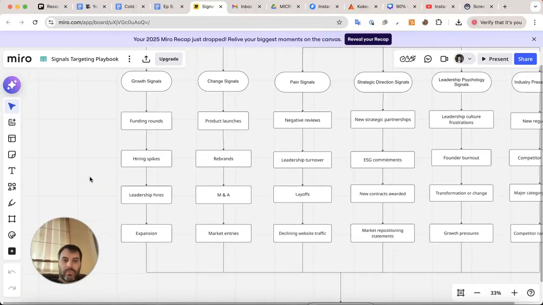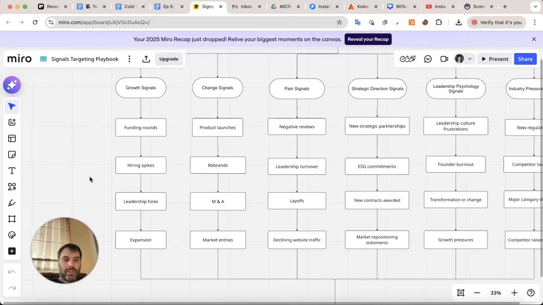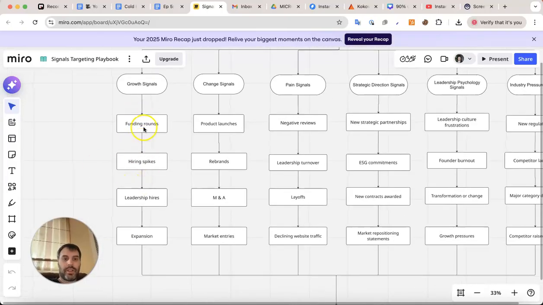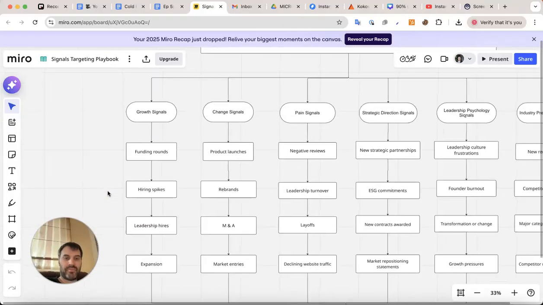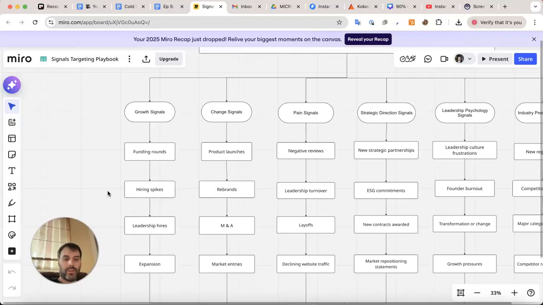So growth signals is really things like, as you can see here, funding, hiring spikes, leadership hires, market expansion, stuff like that. By no means are these exhaustive lists. These are just some of the most common ones you would see under a growth signals category. Okay, so growth signals are pretty much self-explanatory. It means the company's growing, all right?